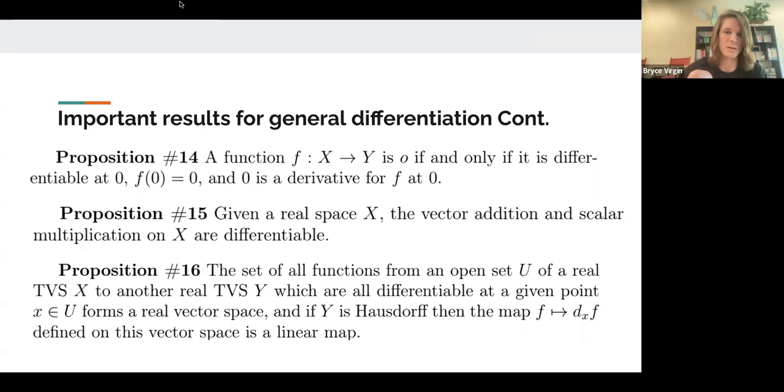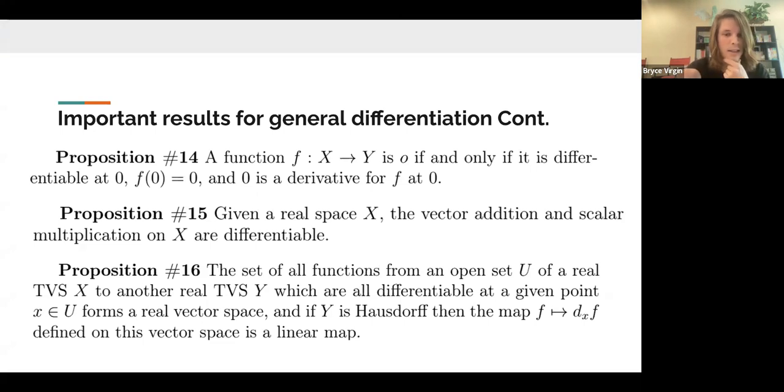The vector addition and scalar multiplication of any real topological vector space is necessarily going to be a differentiable operation under this definition. So that's good. That all of that still makes sense. At some point, something's going to stop making sense here because too many things have been nice, but we haven't made it there yet, but it's coming.